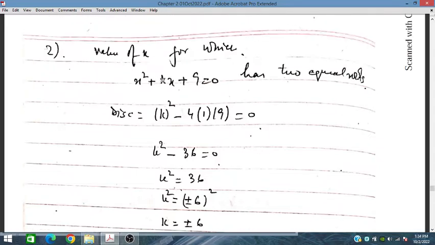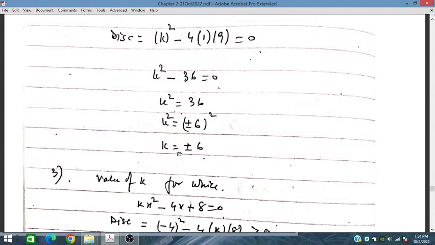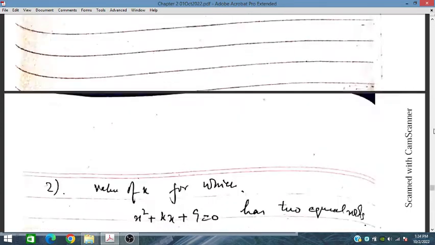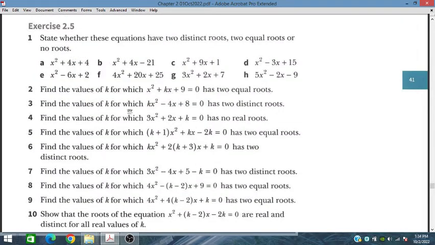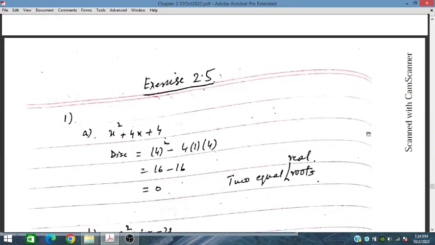So for minus 6, this becomes x minus 3 whole square, or for plus 6, this becomes x plus 3 whole square. We can check it. For the third problem, find the value of k for which this has two distinct roots. Again we use the discriminant and find the value of k.